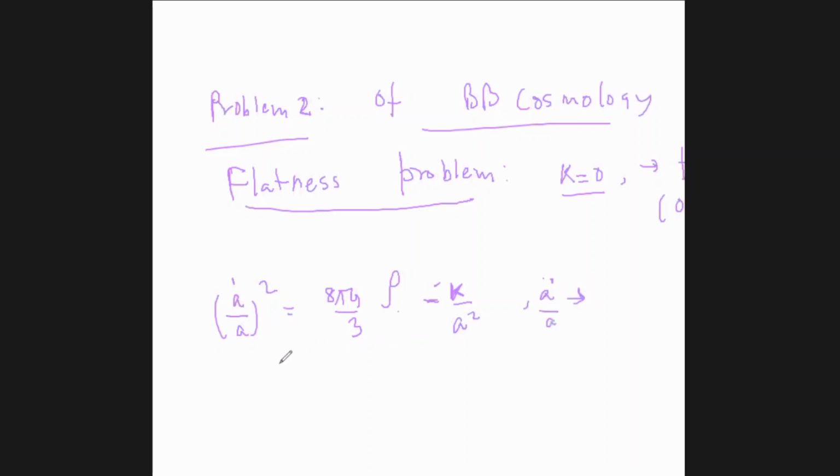But now let us play with this Friedmann equation today. So we can write this equation as k by a square is equal to 8 pi G by 3 H square rho minus 1. Now, if k equals 0 today, then what will be the value of rho? You tell me.